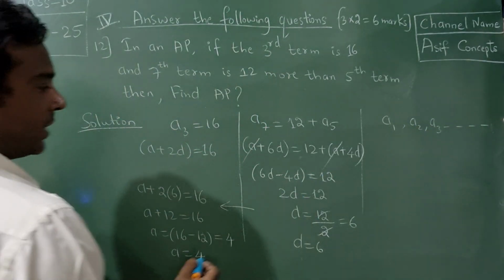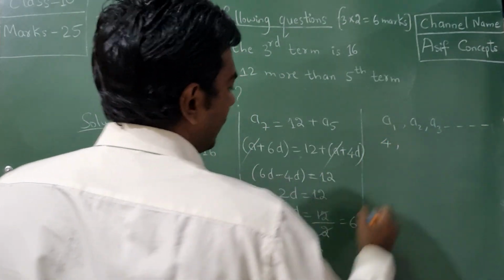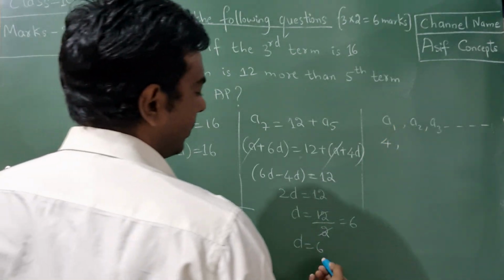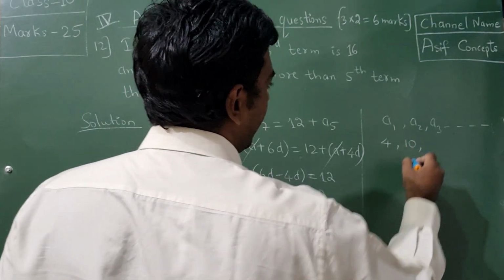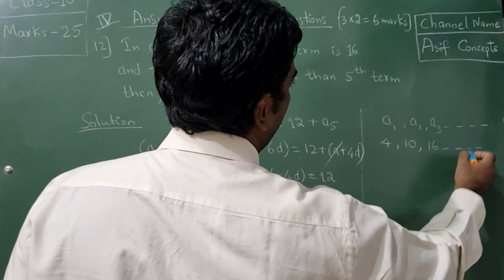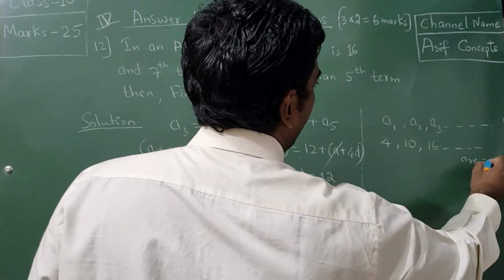What is the first term? It is 4. What is the second term? It is A plus D. So 4 plus 6 is how much? 10. Again 10 plus 6 is 16, and so on. These are in AP.